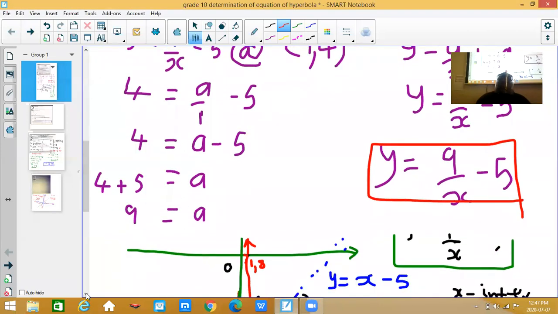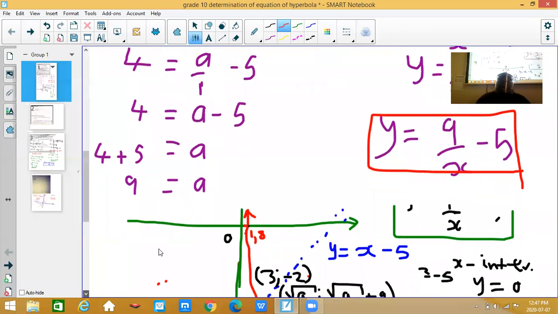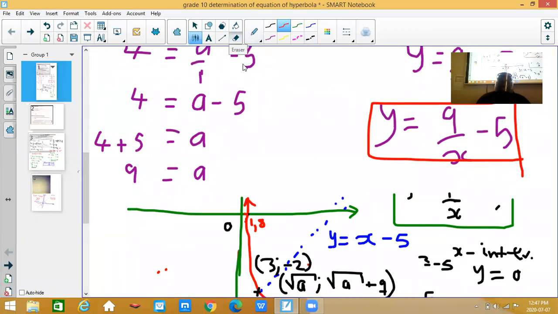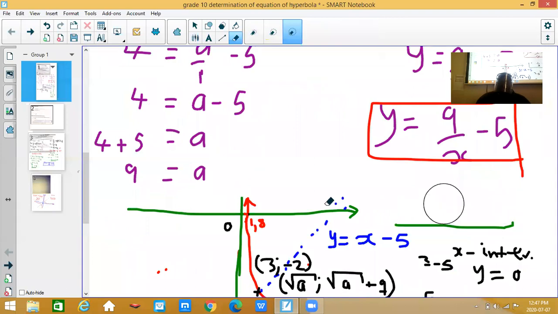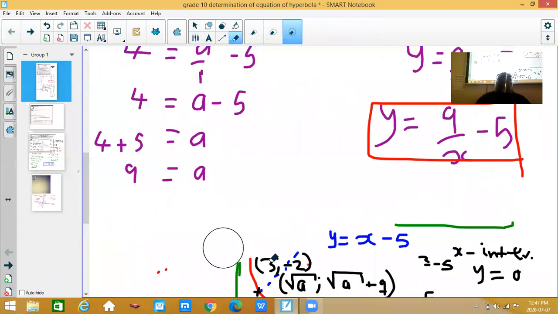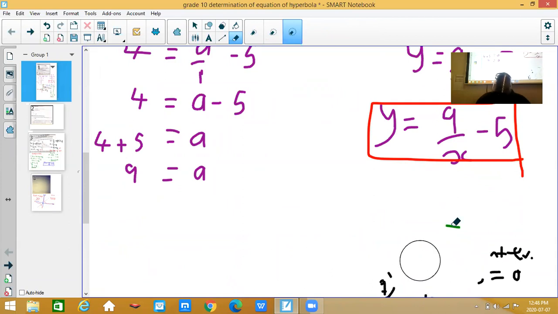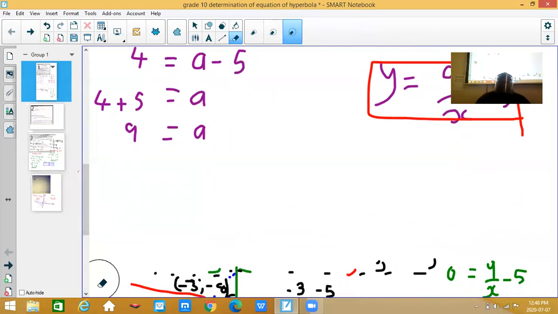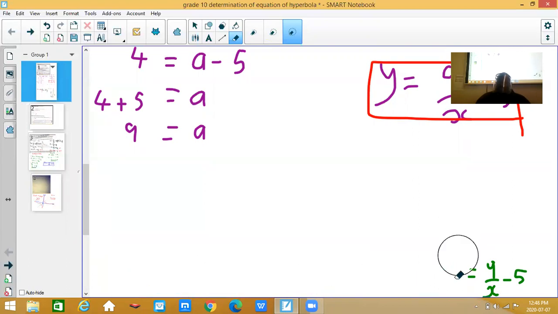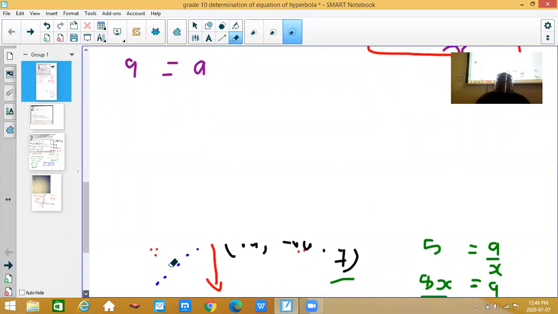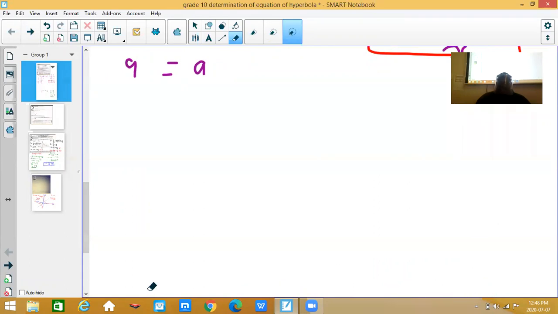Now, in order for us to answer the other questions that follow, we need to use this equation that we have here. We need to use this equation to analyze and then answer satisfactorily on the other aspects.